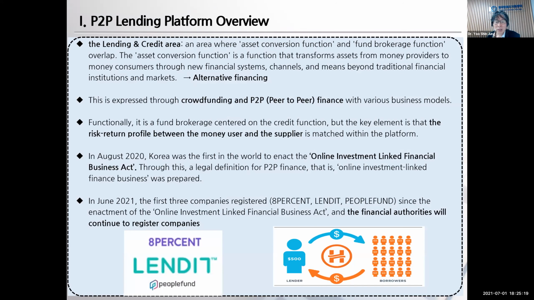I think P2P lending is a kind of platform to directly link fund suppliers to fund demanders. It's very different from a traditional financial institution like banks.